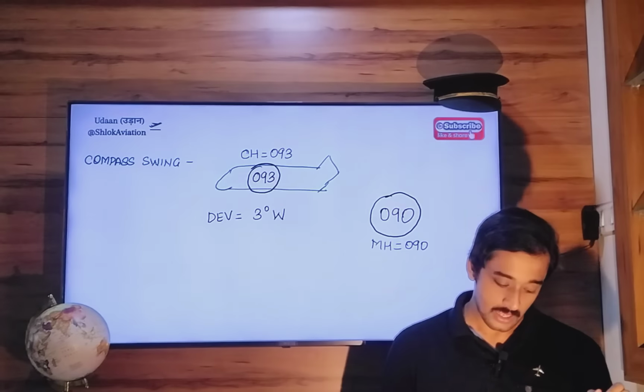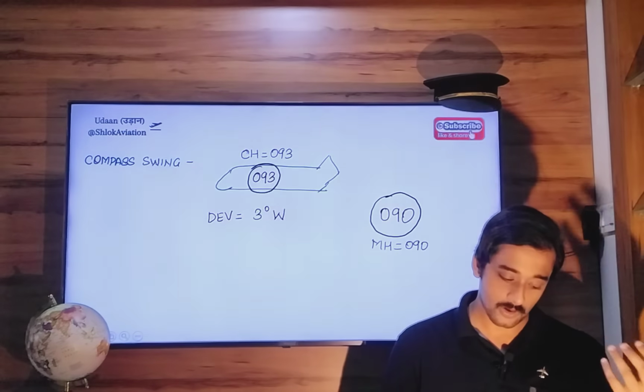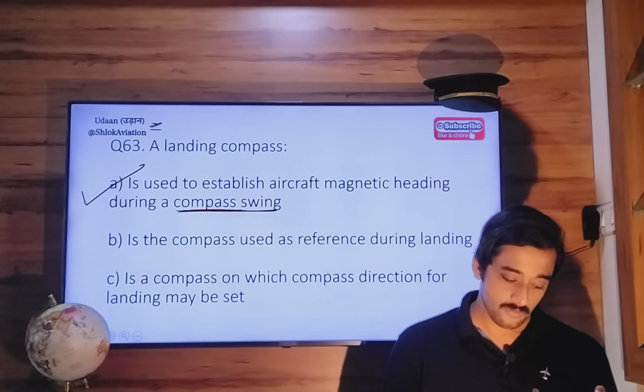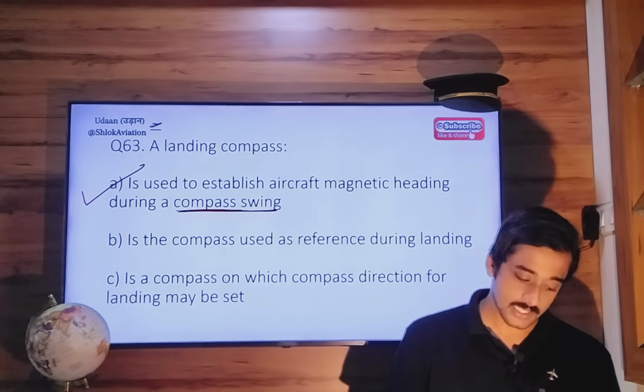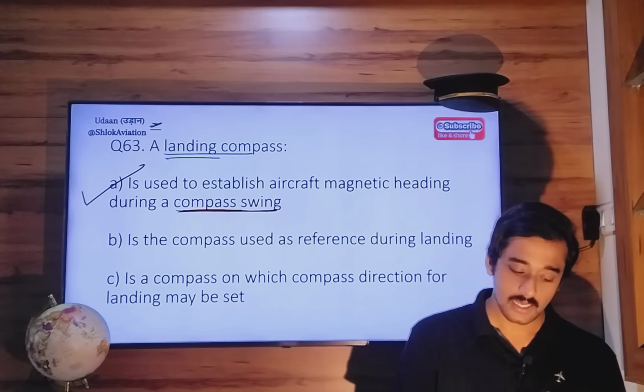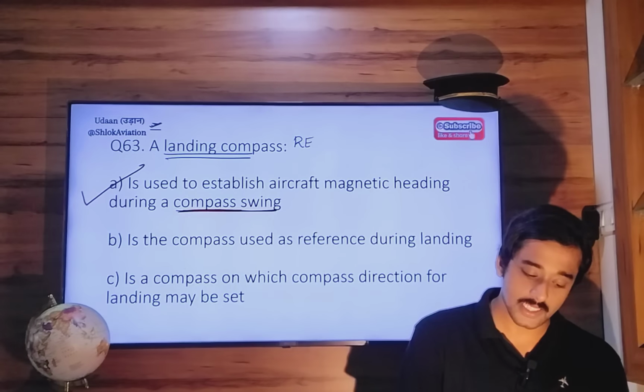So correction. Now, in order for this compass swinging to happen, we need two compasses. One is the compass in your aircraft, and another is a compass called landing compass. Now, this landing compass is a reference compass.